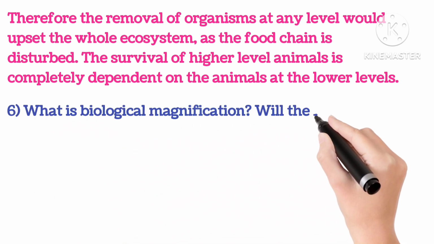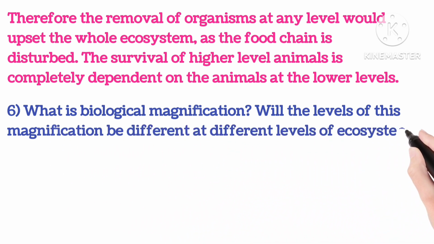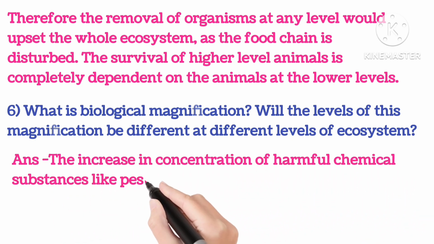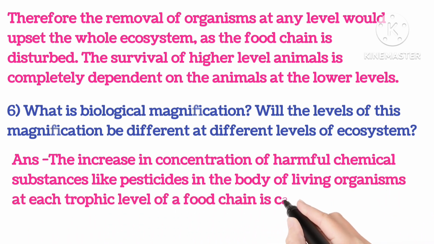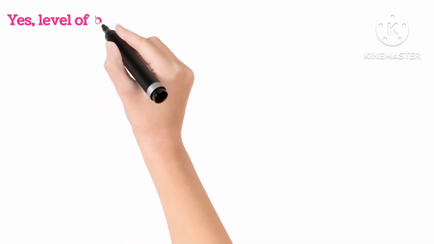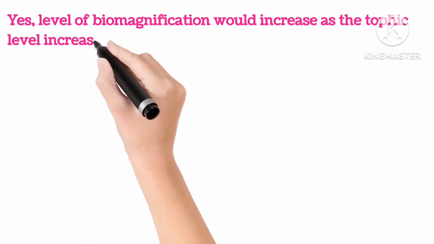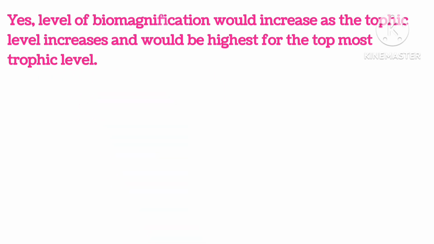Sixth, what is biological magnification? Will the level of this magnification be different at different levels of ecosystem? The increase in the concentration of harmful chemical substances like pesticides in the body of living organism at each trophic level of a food chain is called biological magnification. Yes, levels of biological magnification would increase as the trophic levels increase and would be highest for the topmost trophic level.